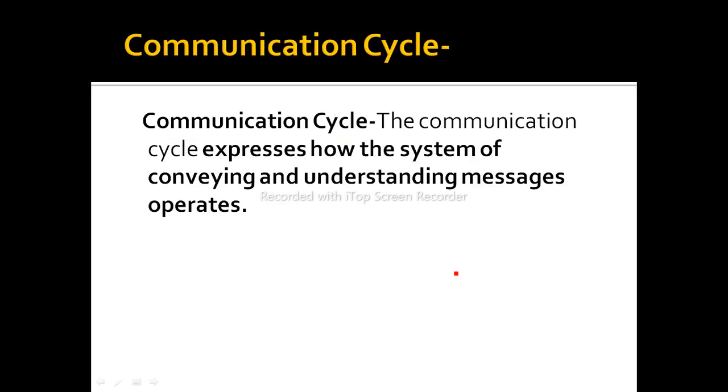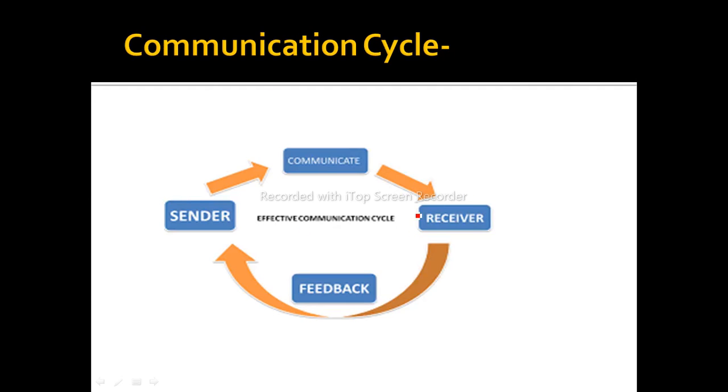Now there is a term called the communication cycle. What is this communication cycle all about? It expresses how the system of conveying and understanding messages operates. In the communication cycle, we have a sender, we have a receiver, and we have some medium of communication through which we communicate. Then we have feedback.